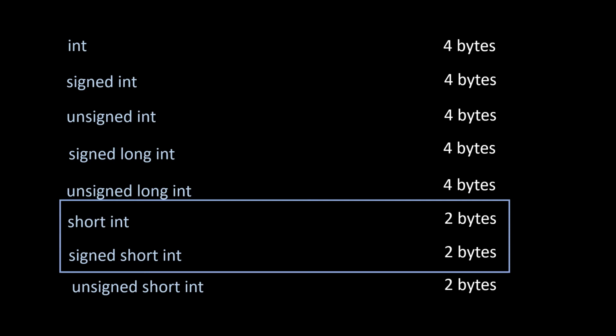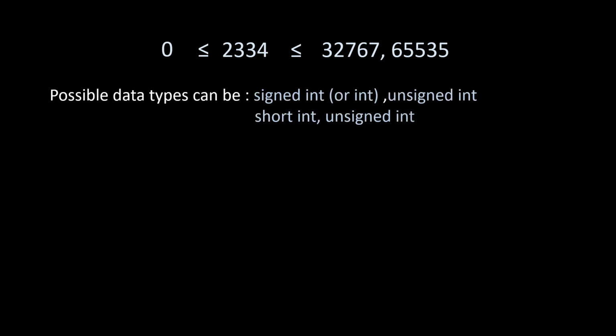Now let's work through a question. Suppose that we have been given a number 2334 which is less than 32767 and which is also less than 65535 and greater than 0. And my question is, what are the possible data types for storing this kind of number? The answer is, the possible data types can be signed integer, unsigned integer, short integer, unsigned short integer.